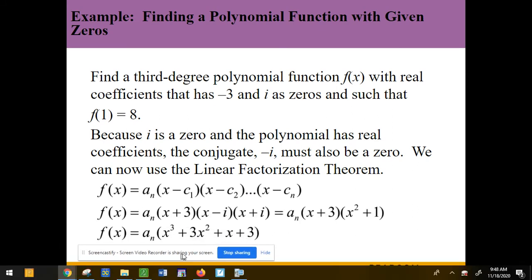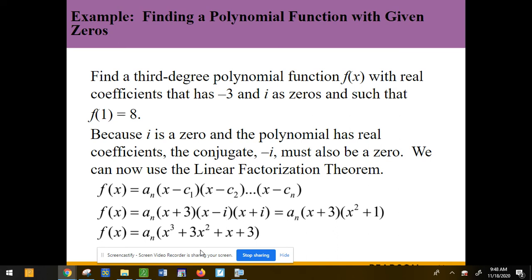All right, so let's take a look at the first example using this theorem. So here's what it tells you. It says it's 3rd degree, so that means there's going to be 3 factors in the end. And it's telling you it has a real coefficient. Well, it has a real 0 at -3, and it has 1 at i. It's only telling you 2 of them, but we know that there's going to be a third, right? Because since it's 3rd degree, there has to be 3 zeros.